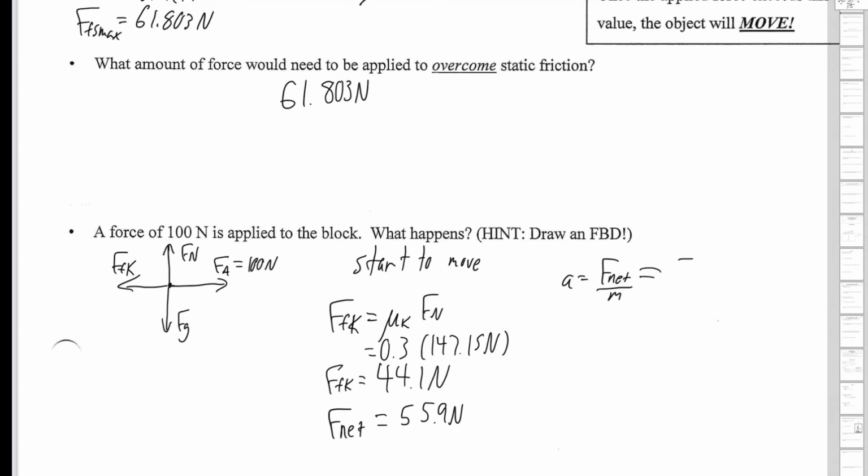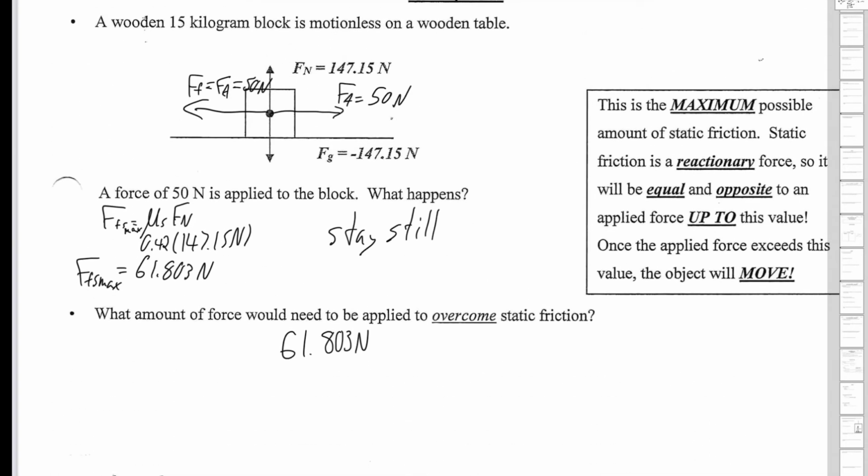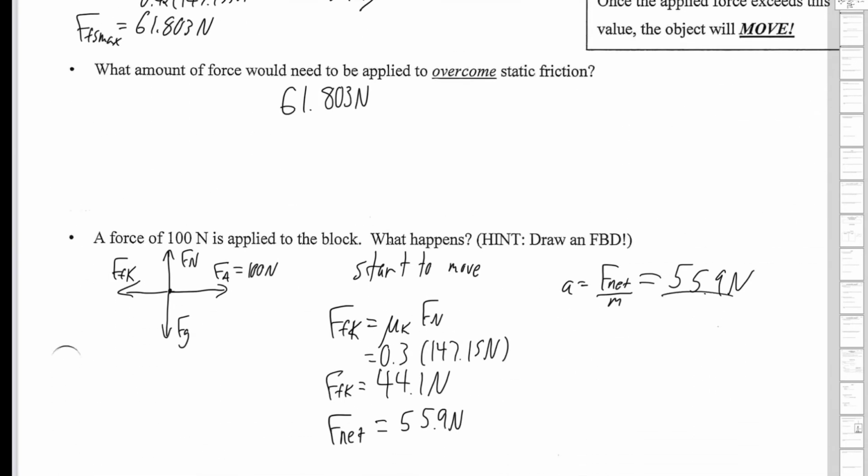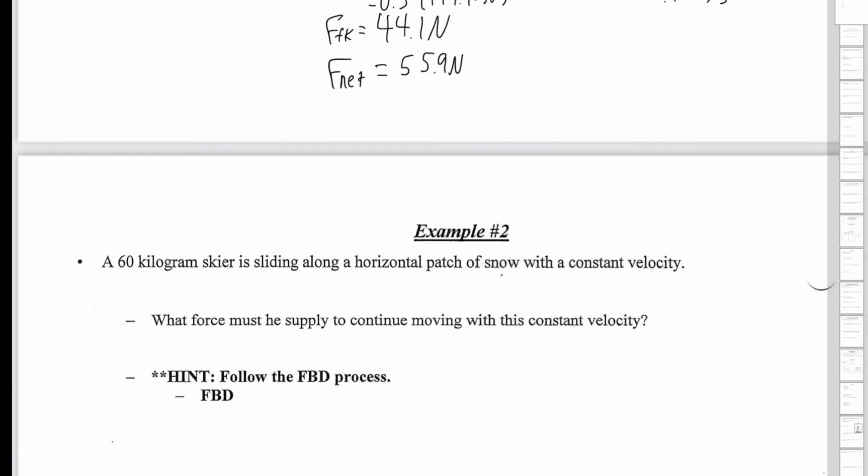So we got 55.9 newtons. And above, it mentioned that the block is 15 kilograms. So we can write in our 15 kilograms and get that this acceleration will be equal to 3.73 meters per second squared. So we'll see that it will start to accelerate due to these forces. Friction is going to decrease how much it speeds up, but isn't going to keep it from speeding up.